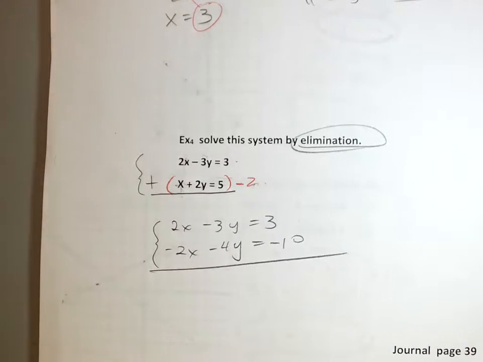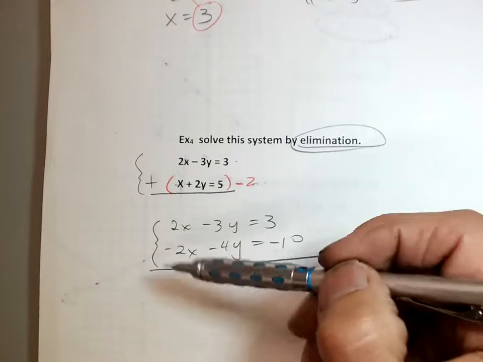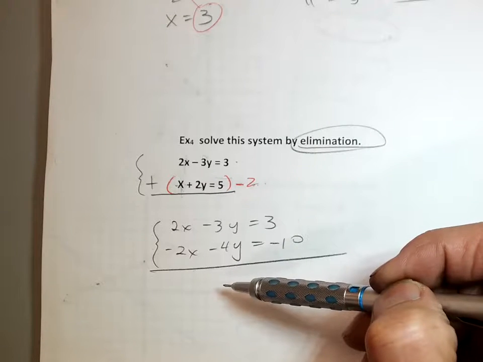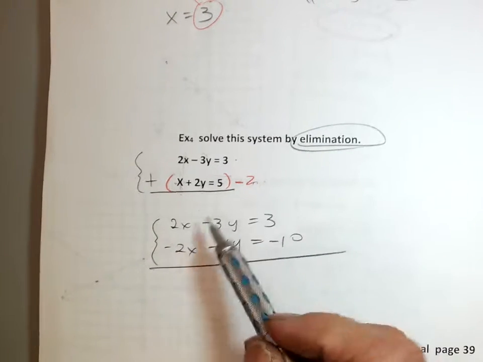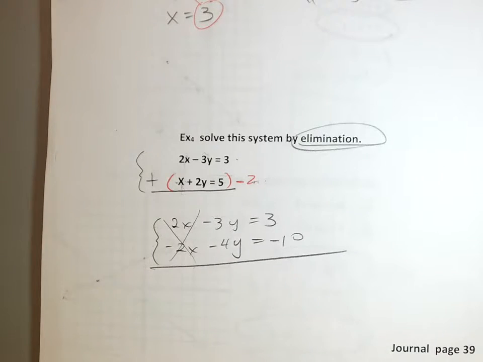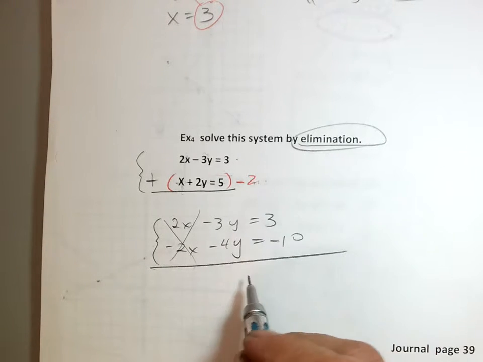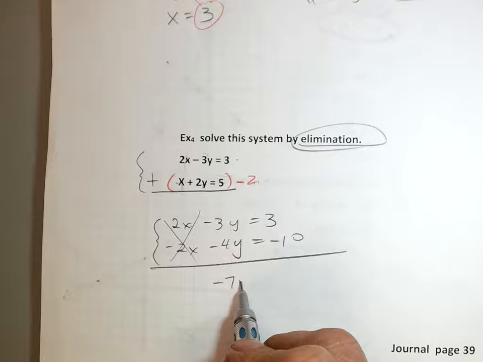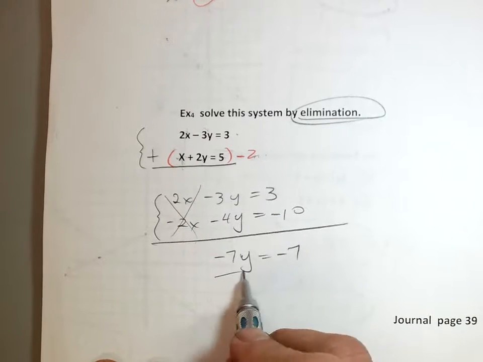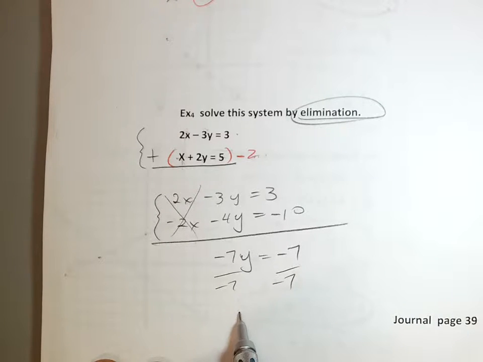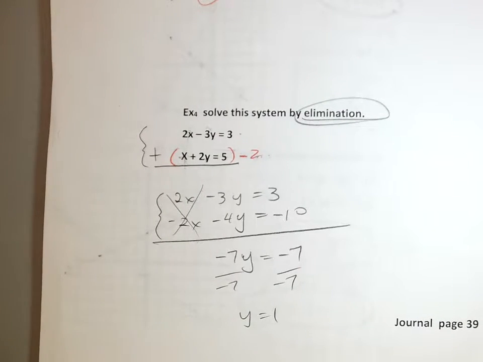Now, I can do some elimination. So the trick was to completely make either the x's opposite or the y's. Now, if I were to add straight down, the x's are gone. Negative 3y, negative 4y makes a negative 7y equals negative 7. Divide by negative 7, divide by negative 7, and y equals 1. Okay, now, that's part of the answer.